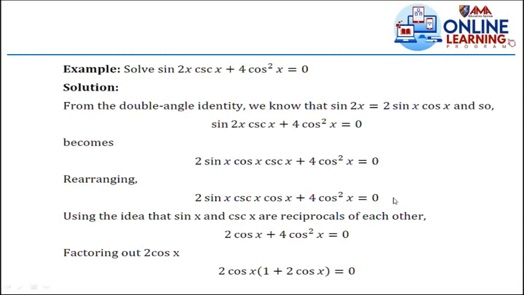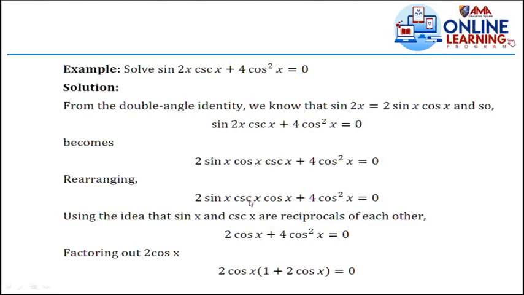So, rearranging the equation, 2 sine x cosecant x cosine x plus 4 cosine squared x is equal to 0. Okay? We just rearranged this, using the idea that sine x and cosecant x are reciprocals of each other. From our formula, the reciprocal of sine is cosecant. So these two can be canceled.